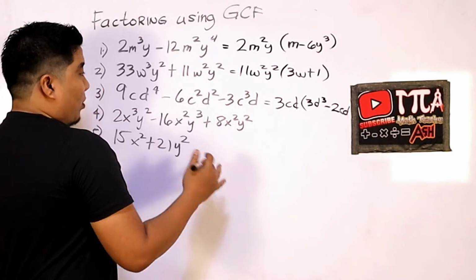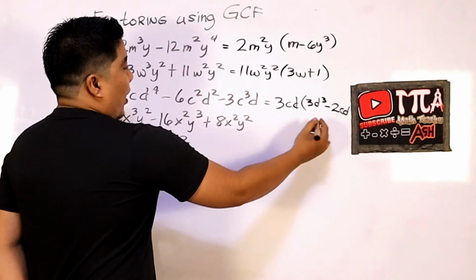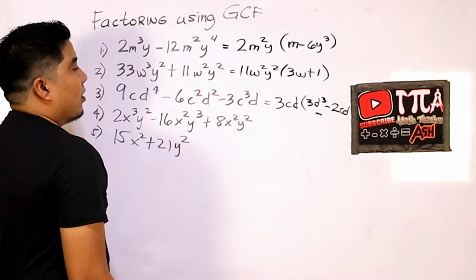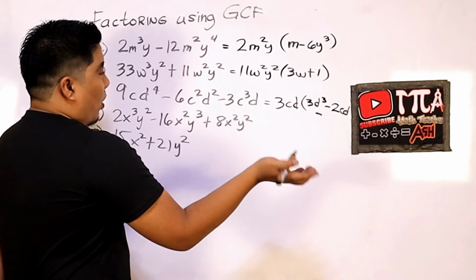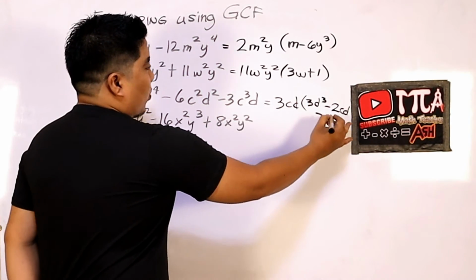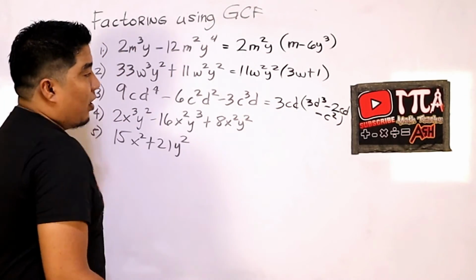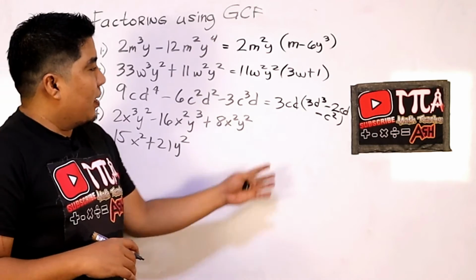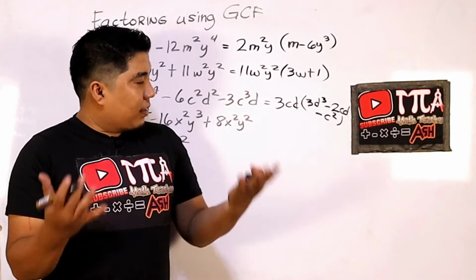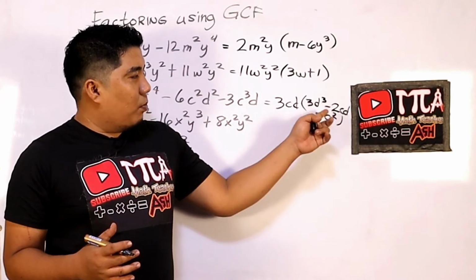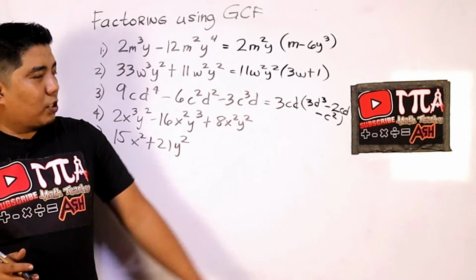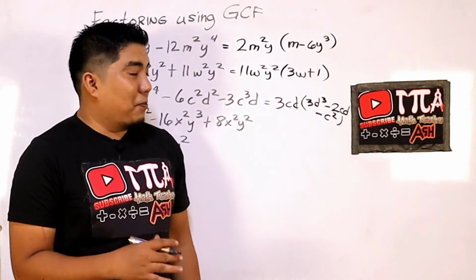Okay, so I'll just continue in the lower part. So I will use minus. So 3 divided by 3, 1. C cubed divided by c, c squared. Okay, d divided by d, none. Okay, so therefore I have 3cd times 3d cubed minus 2cd minus c squared as its factors.